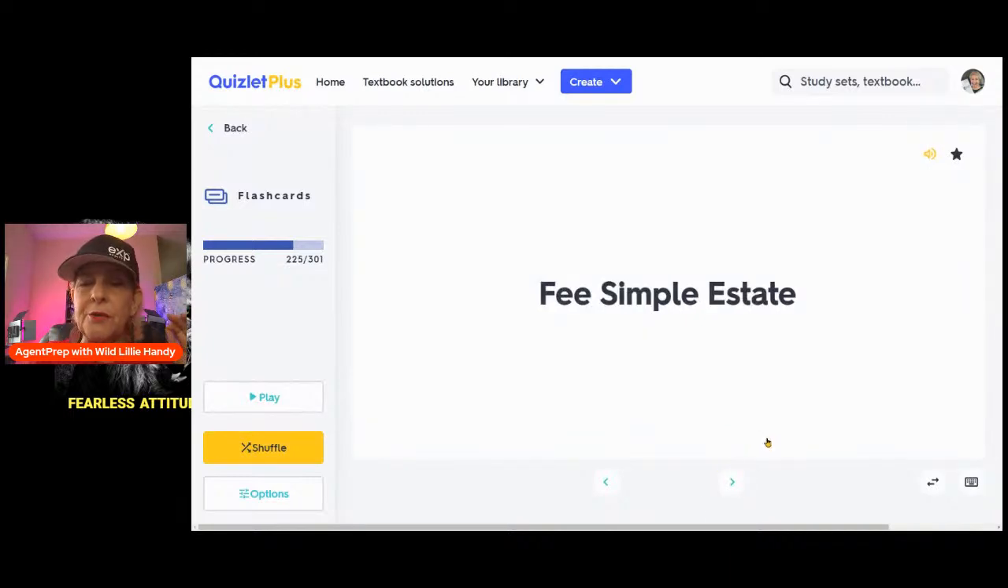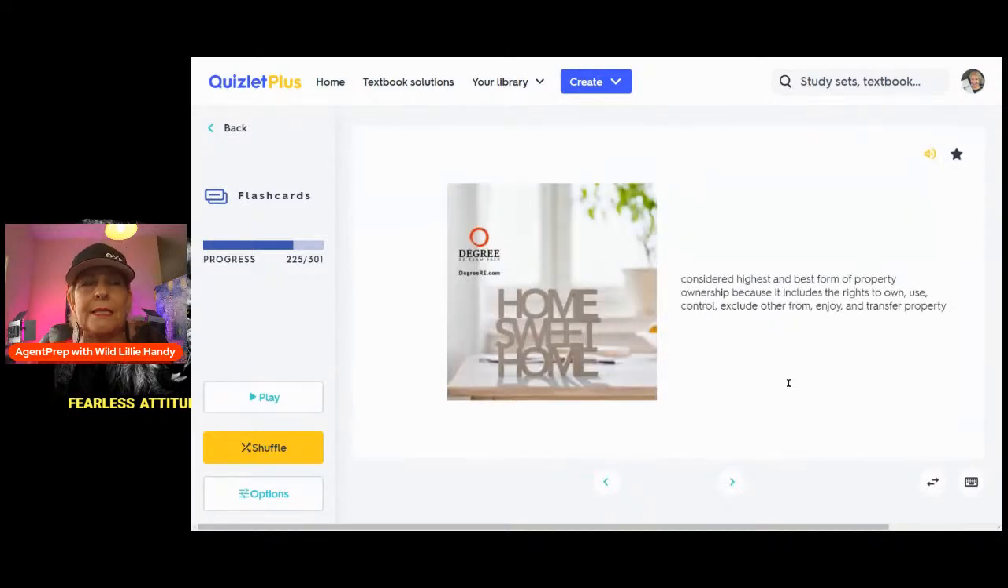And certain assets we can write off when it comes to tax time. Fee simple estate. Fee simple, and then estate. An interest in real property is what estate is. So what is fee simple? What kind of interest in real estate is it?